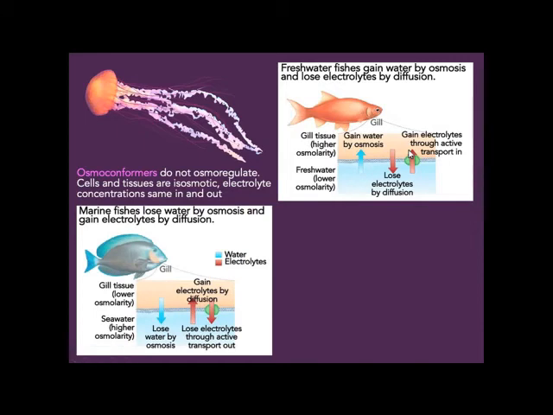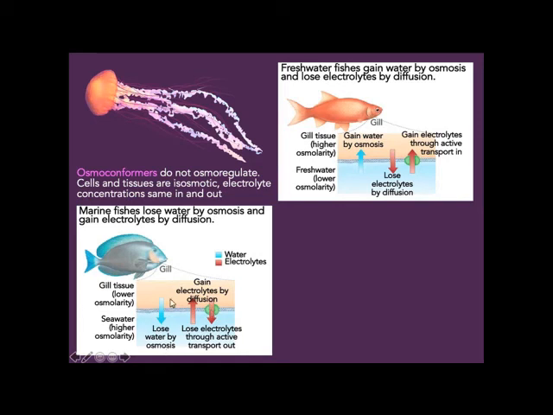All right, so marine fish are also osmoregulators, and they have the reverse problem to the freshwater fish. So they live in water that is saltier than inside of their cells. Okay, so the water wants to leave their cells by osmosis. They tend to lose water through their gills by osmosis.